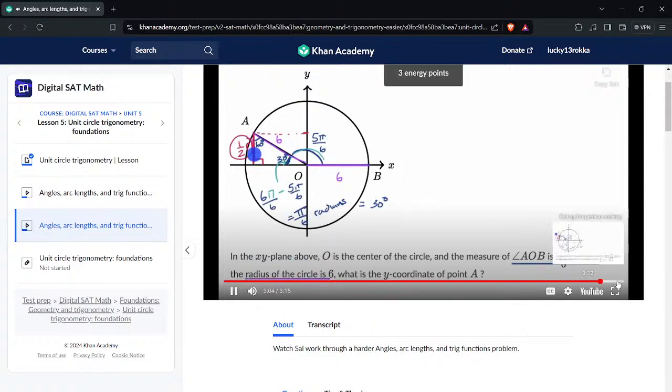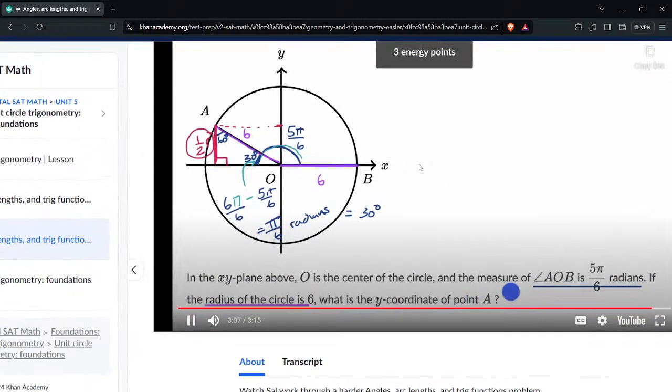What's going on? Because this is 1/2 the radius. That's what we need to figure out. The radius is 6. So 1/2 times 6 is equal to 3. And we're done. That is the y coordinate over here. It is 3.